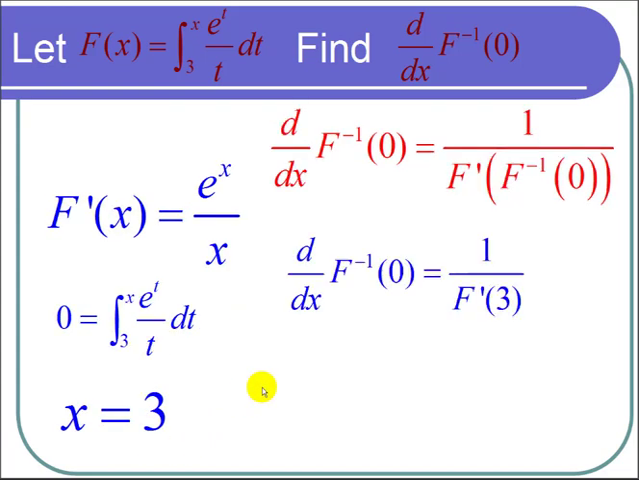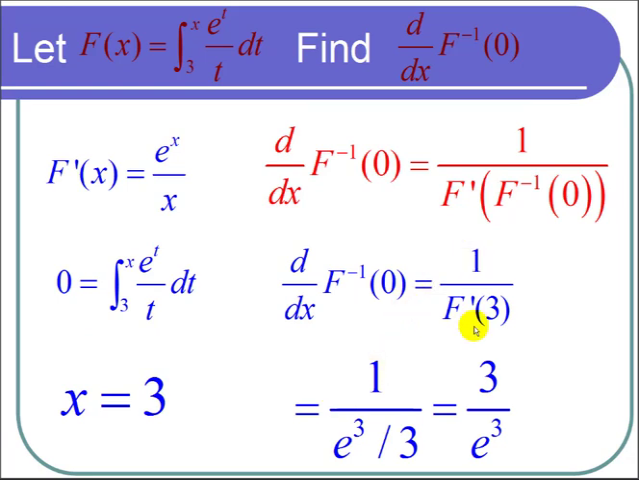So now we're ready to plug in to our formula. The derivative of the inverse at 0 is 1 over the derivative of f inverse of 0, and f inverse of 0 is 3. So I now plug 3 into f prime. So we get 1 over f prime of 3, which is e to the 3 over 3. And of course, 1 over e to the 3 over 3 is just 3 over e cubed. And I'm done with the problem.